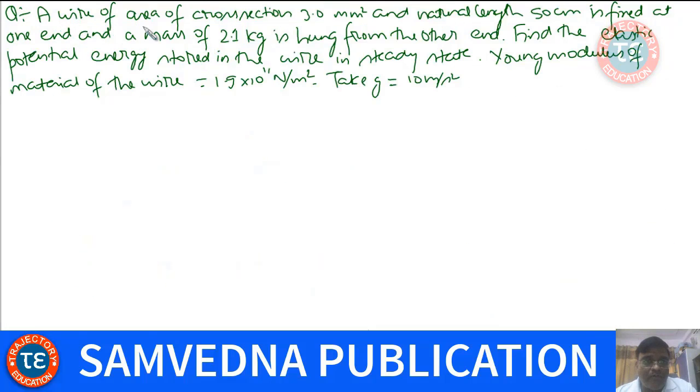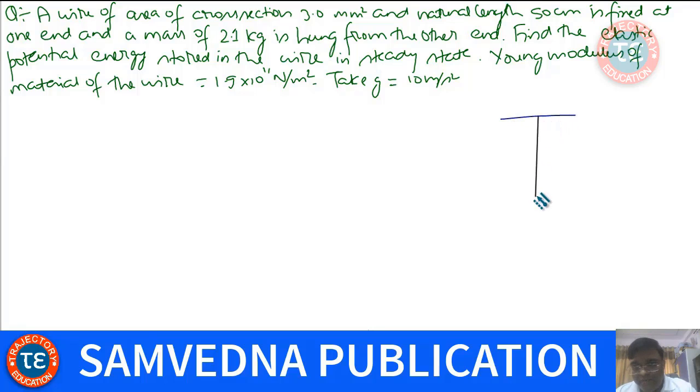All right, let's go to the next question. A wire of area of cross section 3 millimeter square and natural length 50 centimeter is fixed at one end, and a mass of 2.1 kg is hung from the other end. Find the elastic potential energy stored in the wire in steady state. Young modulus is given to you.